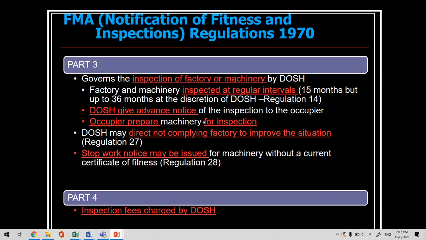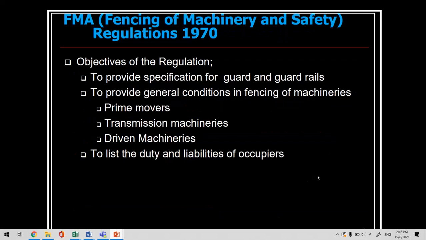DOSH gives advance notice of the inspection to the occupier. Occupier prepares machinery for inspection. DOSH may direct a non-complying factory to improve the situation. And a stop work notice may be issued for machinery without a current certificate of fitness. And for Part 4, inspection fees are charged by DOSH.